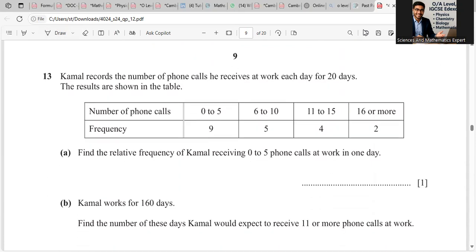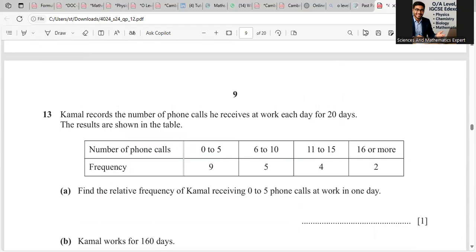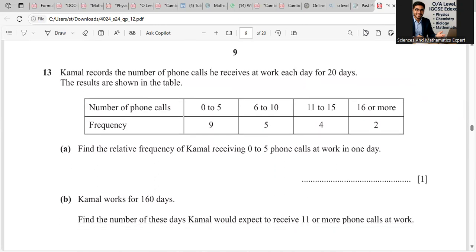Let's go to this one. Okay, in question number 13, he is saying that Kamal records the number of phone calls he receives at work each day for 20 days. The results are shown in the table: number of phone calls 0 to 5, 9 times; 6 to 10, 5 times; 11 to 15, 4 times; and 16 or more, 2 times. Find the relative frequency of Kamal receiving 0 to 5 phone calls at work in one day.